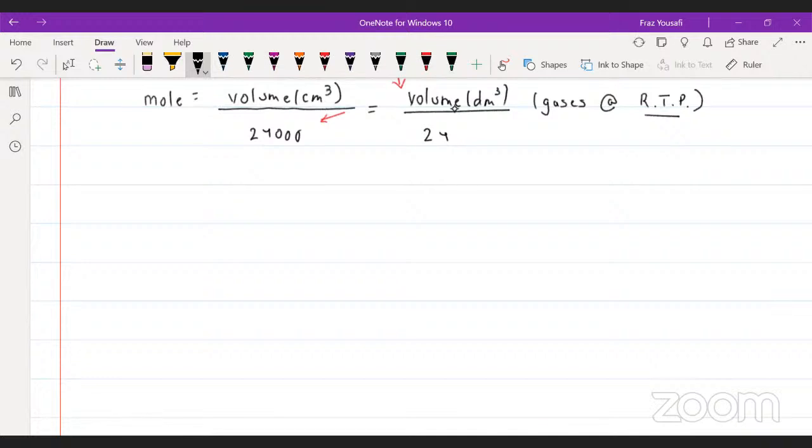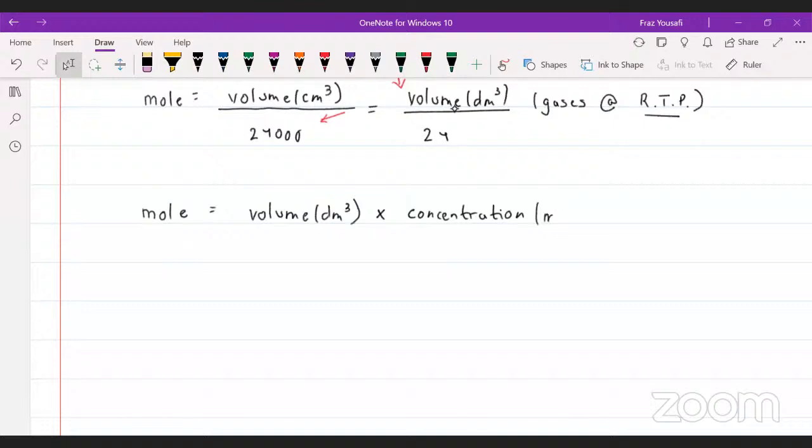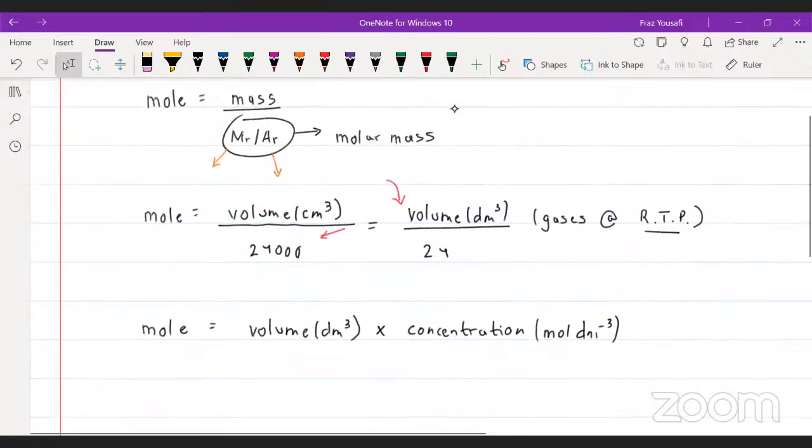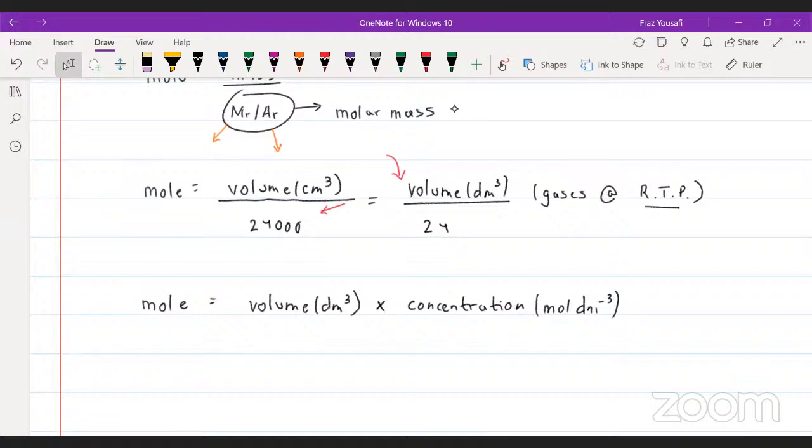And the one that we struggle with the most, I believe, is this one, right? Moles can be determined by simply taking the volume of any particular solution, again in dm cubed, and simply multiplying it by the concentration of that solution in moles per dm cubed. So again, these are the three formulas that are strictly given to you for every type of stoichiometric calculation you can think of.